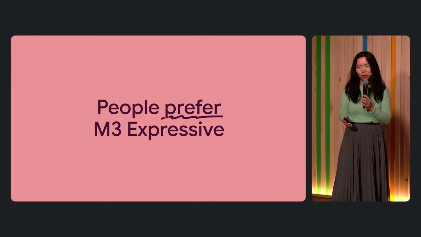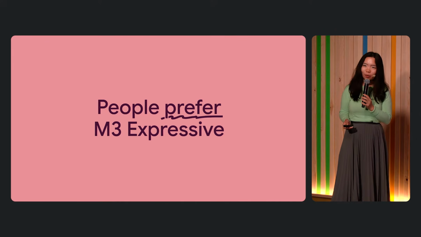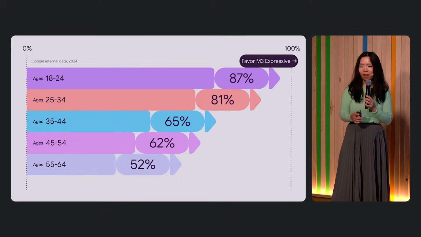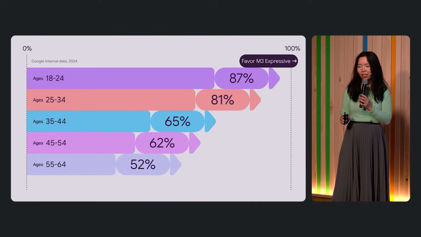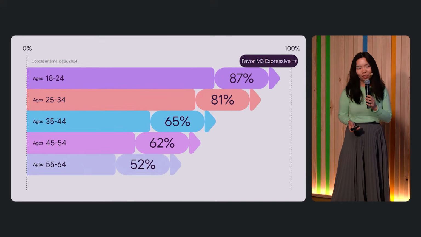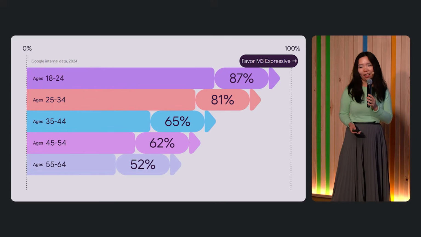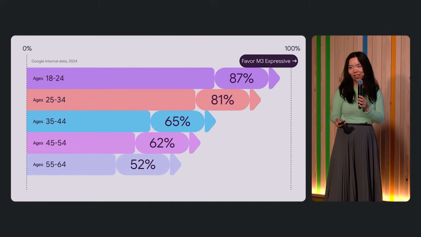People prefer Material 3 Expressive designs and are more likely to want to switch to a product that's using these components and techniques. And get this, that preference is particularly strong, up to 87%, amongst 18 to 24-year-olds. Across all age groups, the expressive design is strongly favored.